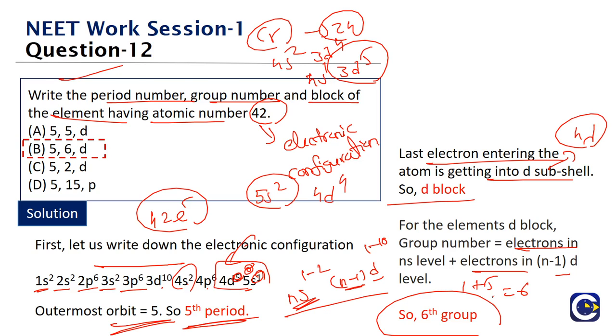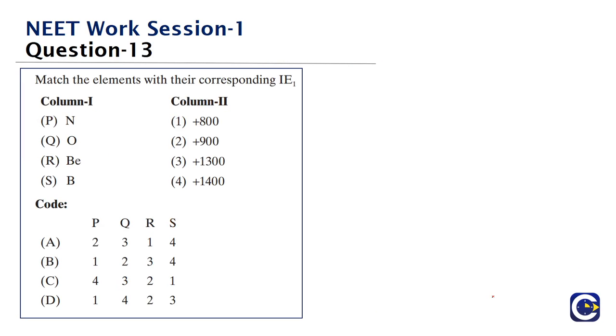Okay, so this is the answer for the 12th question. Look at the 13th question. This is another interesting one. Match the elements with their corresponding IE1. IE1 means first ionization energy values. Before we even take a look at it, we do not know what these actual values are.